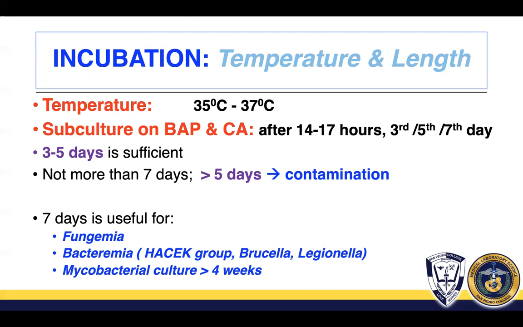However, subcultivation on the 7th day is quite useful for fungemia, for agents of bacteremia like the HACEK group. HACEK is an acronym for Haemophilus, Aggregatibacter, Cardiobacterium, Eikenella, and Kingella. And then Brucella and Legionella as well.